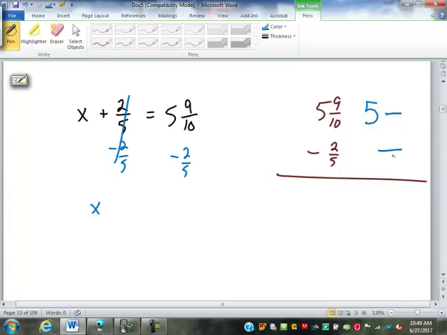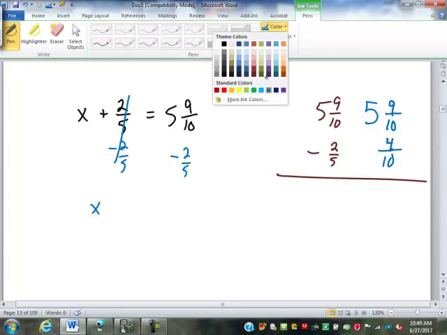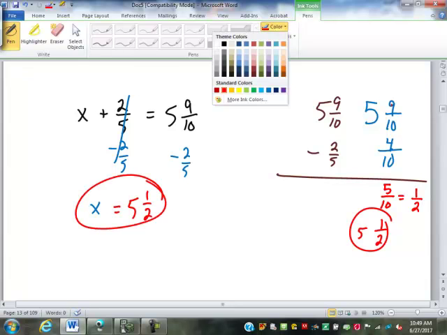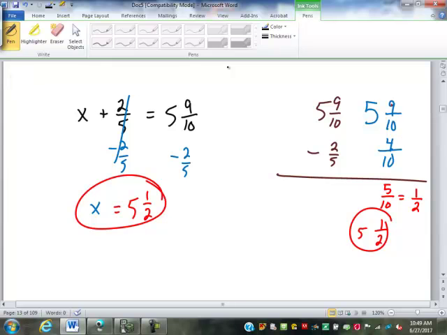Well, we find a common denominator, which will be 10. So this is 9/10, and this is 4/10. 9/10 minus 4/10 is 5/10, otherwise known as 1/2. And the 5 minus nothing is still 5, so it's 5.5. So x equals 5.5. Not so bad?